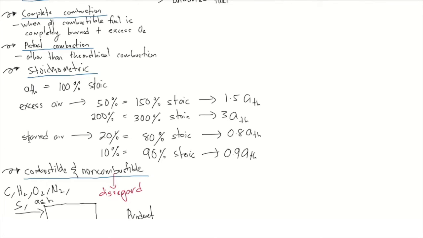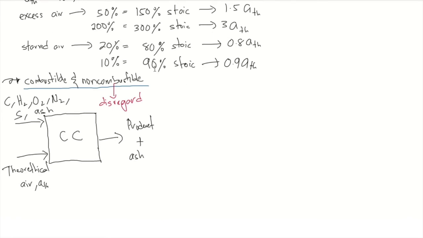And then this is starved air, not enough air supplied for the combustion. So if starved air is 20%, meaning it's actually 80% stoichiometric. For the case of 10%, this one is obvious, it becomes 90% stoichiometric. So during your balance equation, you can put it as 0.8 ATH and 0.9 ATH respectively for 20% starved air and 10% starved air.